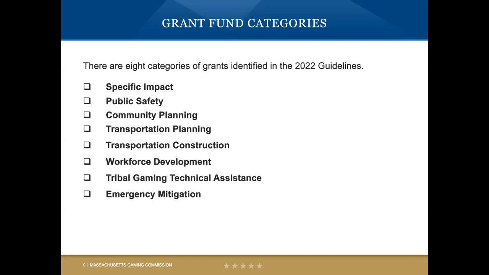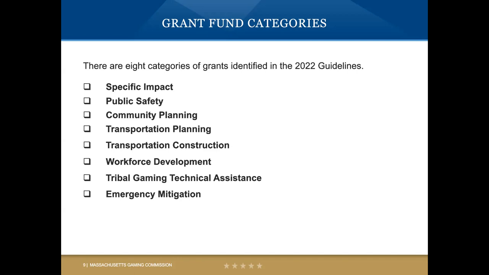Okay, so the individual categories, there are 8 categories in our guidelines, and I'm not going to talk about these last two, the Tribal Gaming Technical Assistance Grant and the Emergency Mitigation Grant. The Tribal Gaming Grant is only going to come into play in case there's any movement with the Wampanoag proposed casino in Taunton. And the Emergency Mitigation Grant would be something that would happen outside of our normal cycle that we're in right now. So it's not really pertinent.